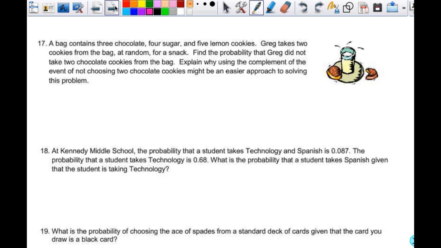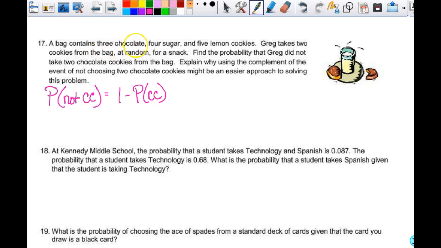So we're looking for the probability that he did not take 2 chocolate chip cookies. So the probability that it is not chocolate chip is 1 minus the probability that it is chocolate chip cookies that he gets. So let's go find the probability of the chocolate chip cookies.